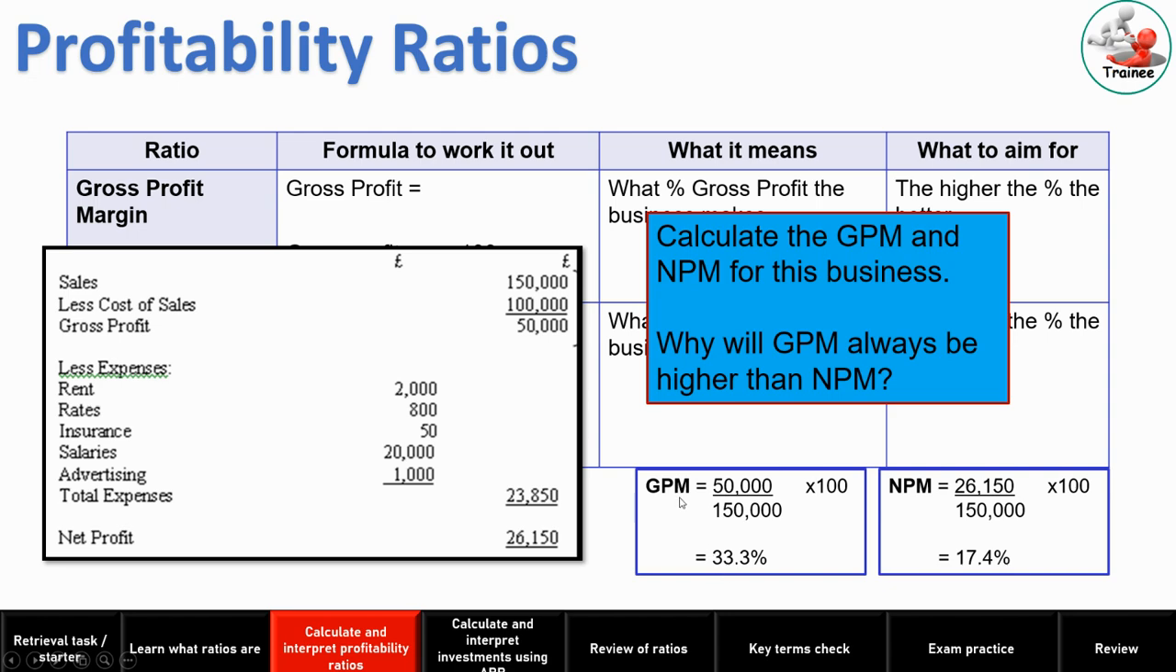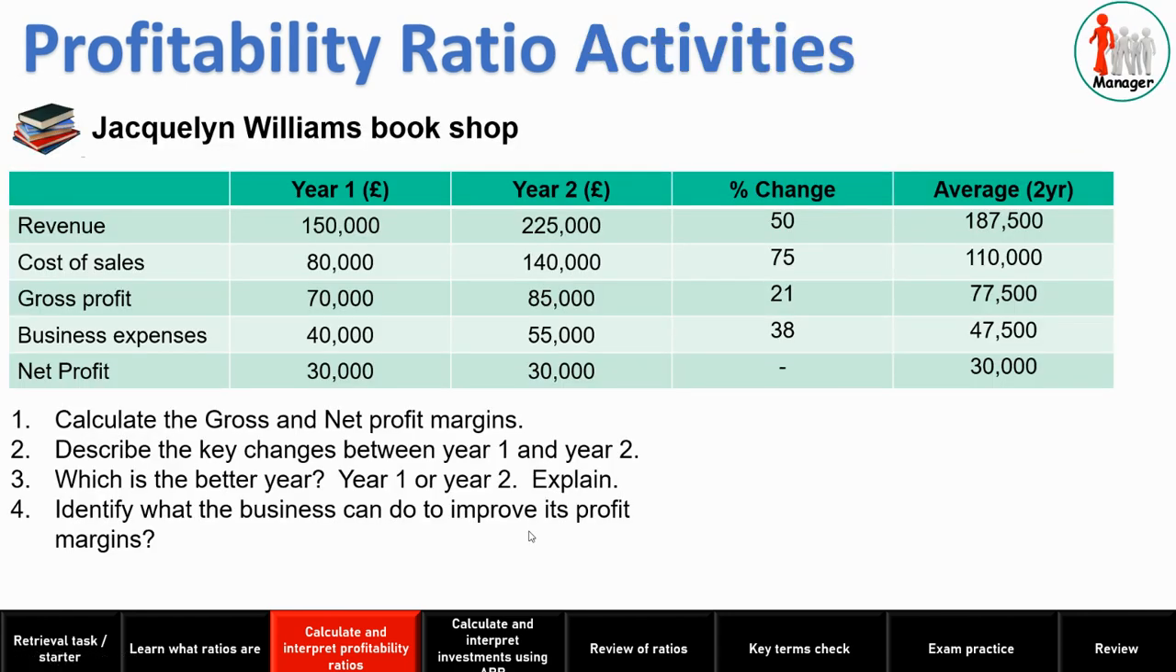Gross profit means that I'm left with 33% of my sales revenue after I cover my cost of sales. Net profit means I'm left with 17.4% of my sales revenue after I cover all of my costs. Okay? Now, just like in the last scenario, the exam board are likely to give you some data.